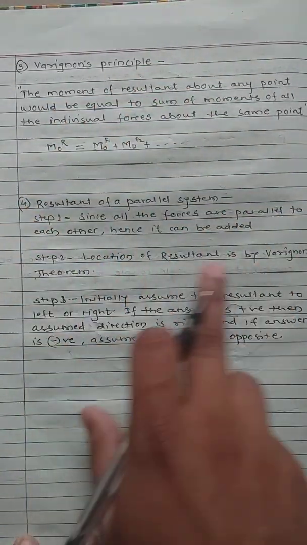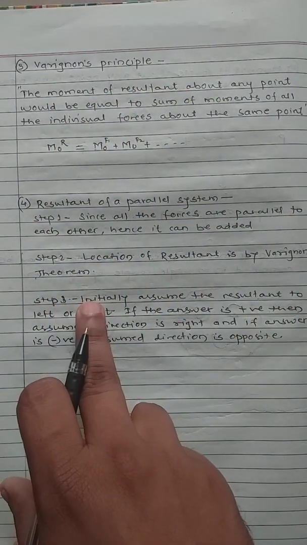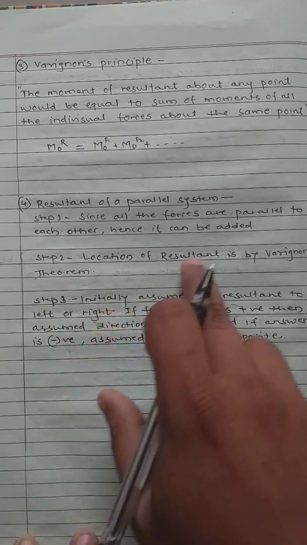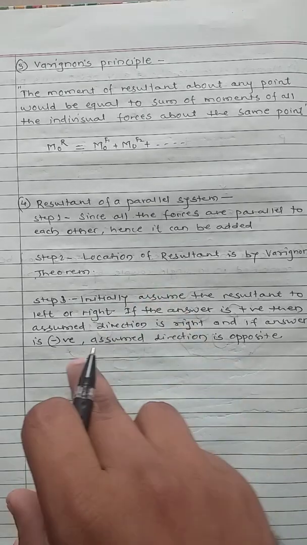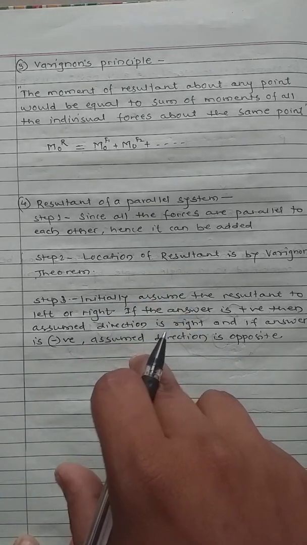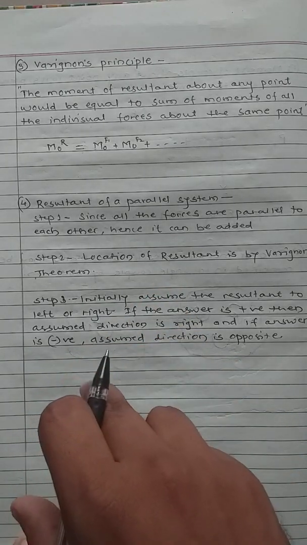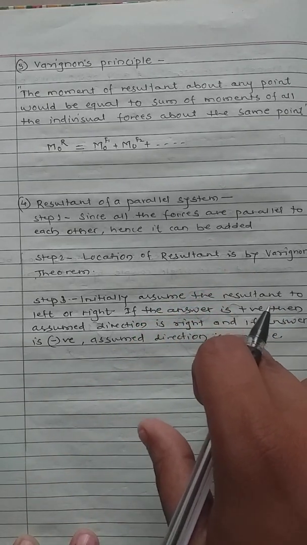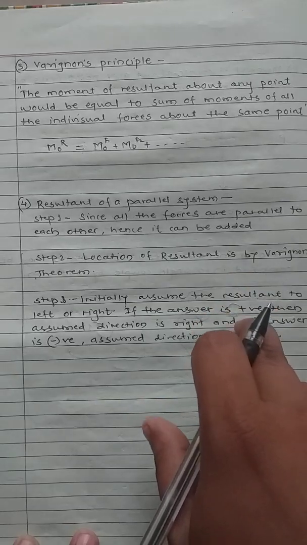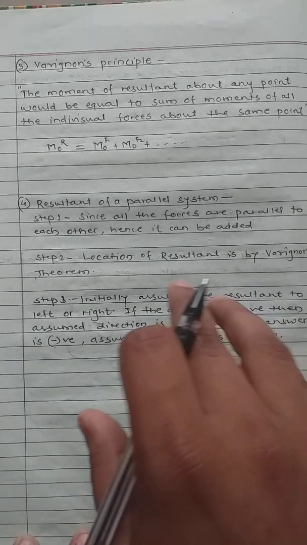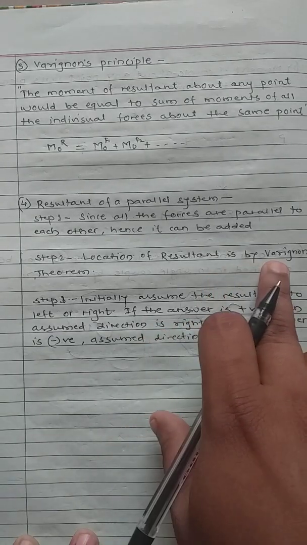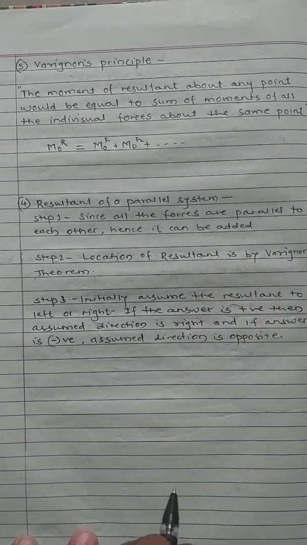So we have to locate the resultant. Just like in a concurrent force system, we found the resultant, let's say R, and located it by theta with respect to the x-axis. So theta was equal to tan inverse of summation of Fy divided by summation of Fx, that is with respect to the x-axis. In a similar way, we have to locate the resultant here in the parallel force system, but it is by Varignon's principle.